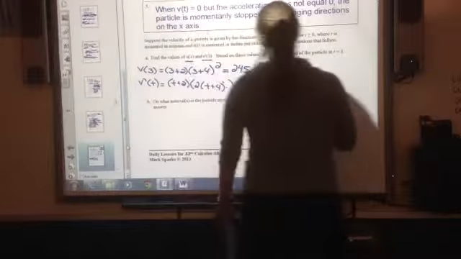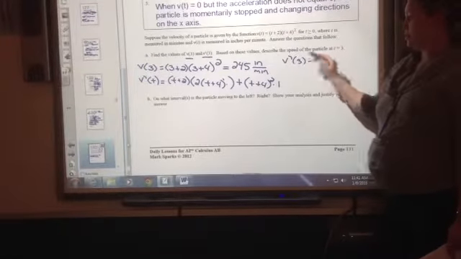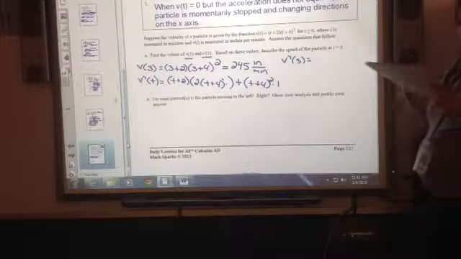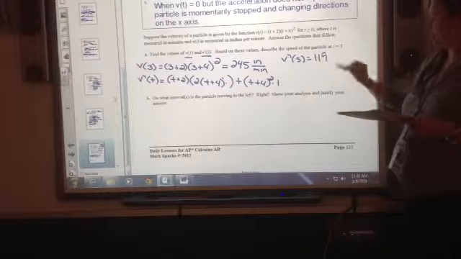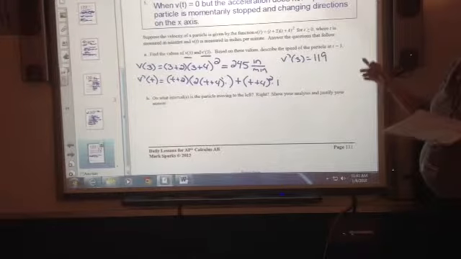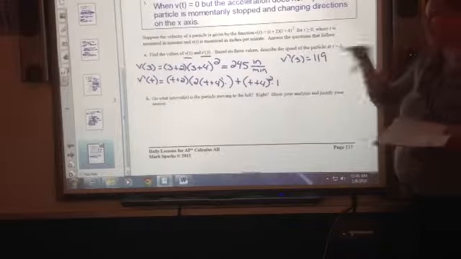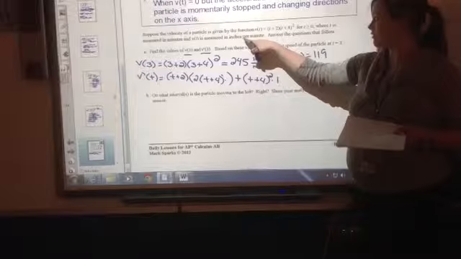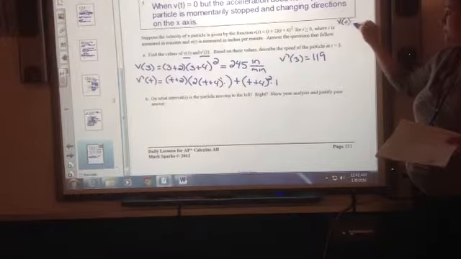And again, math magic to do this, v prime of 3, putting in 3 at all these places, you should get 119. Again, not good enough unless you have units, so it's 119. But think about what these units are. So velocity was given in terms of inches per minute.